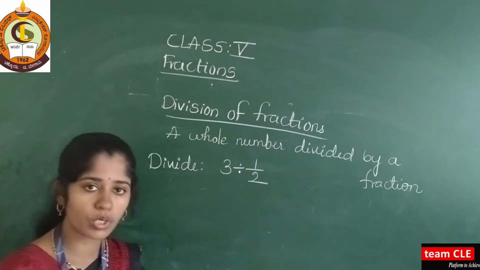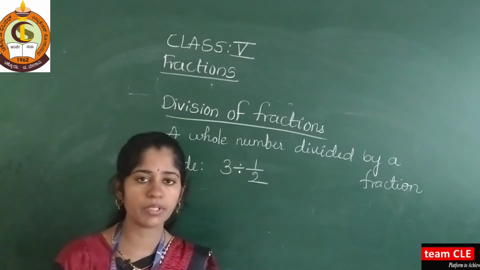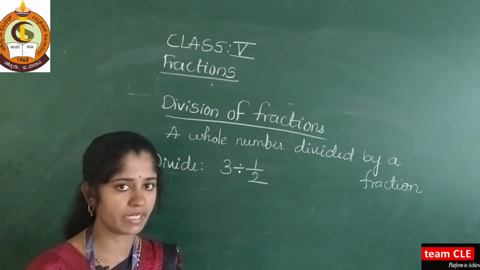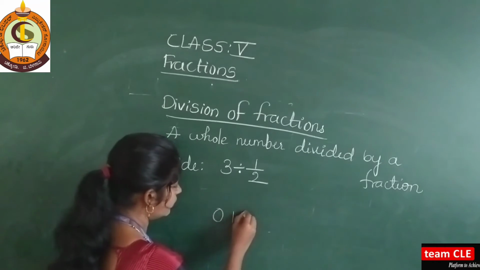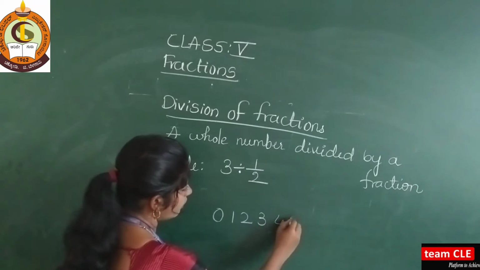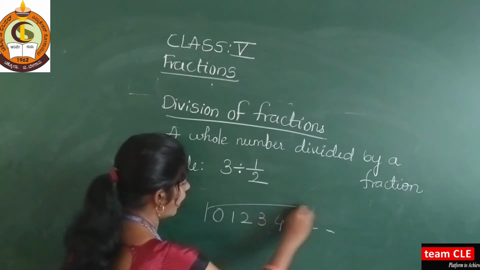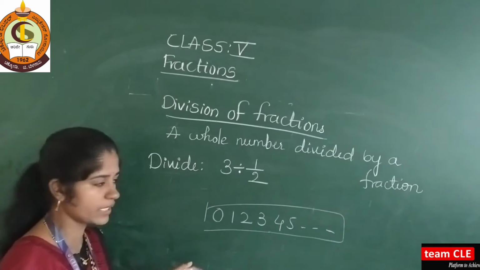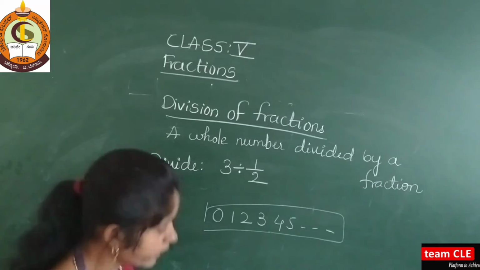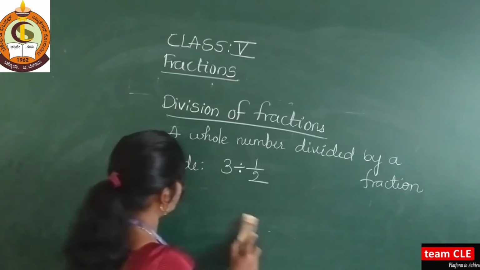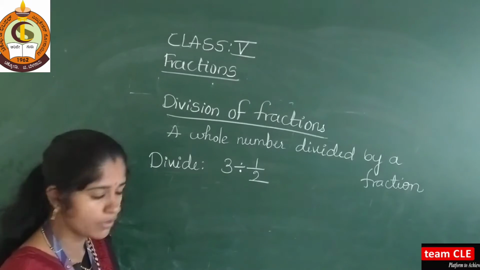Then what are whole numbers? See here, natural numbers mean 1, 2, 3, 4, 5, 6, 7, 8, 9. Whole numbers mean including 0: 0, 1, 2, 3, 4, 5, and so on. So these all are whole numbers. Whole numbers start with 0. Natural numbers start with 1. Okay, so here a whole number is divided by a fraction.